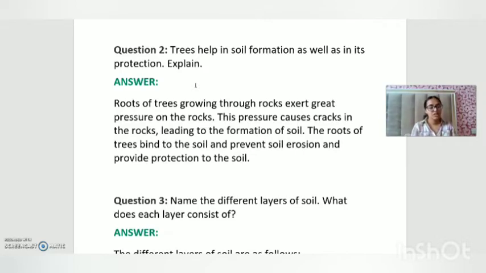So the explanation is that roots of trees growing through rocks exert great pressure on the rocks, right? This pressure causes cracks in the rocks, leading to the formation of soil, student. The roots of the trees also bind the soil and prevent soil erosion and provide protection to the soil. So this is the reason.